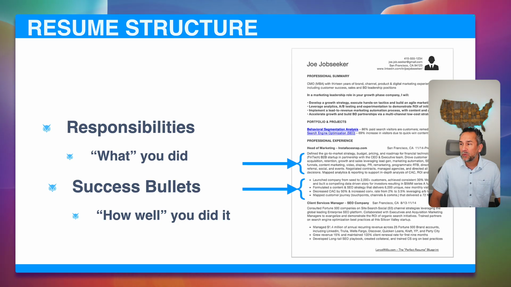All right, the next one, formulated a content SEO strategy that delivers 6,000 unique new monthly visitors. There again, quantified metrics and what you delivered. What was the end goal? What was the value to the business?